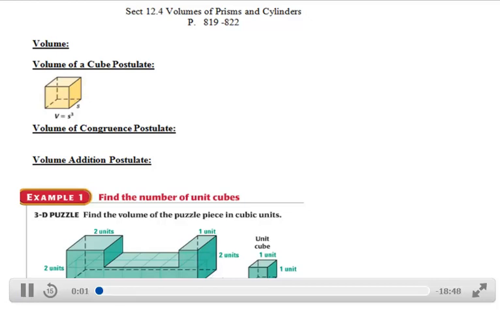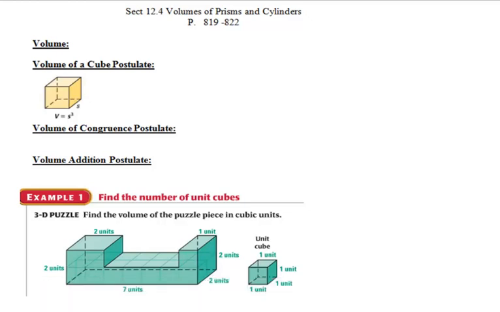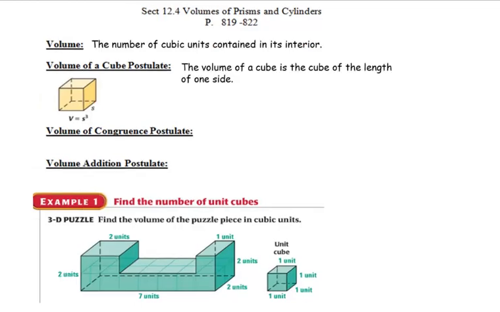Okay, so section 12.4, volumes of prisms and cylinders. And let's go to the next slide. Here's a volume. These are your definitions at the beginning of this section here. The number of cubic units contained in its interior is the volume of a solid. And for this unit, it's just prisms and cylinders we're going to talk about for this 12.4.